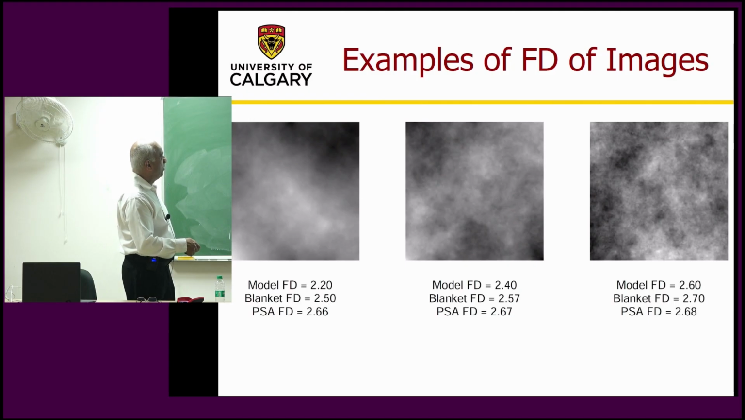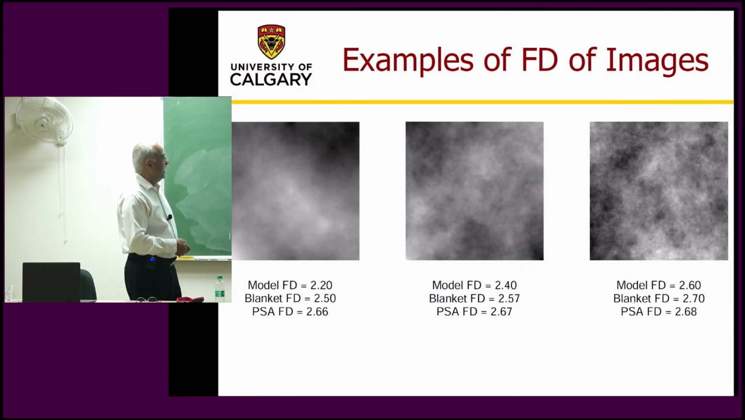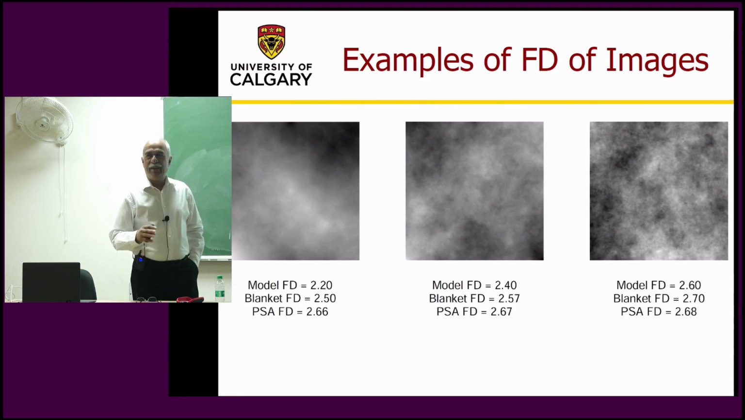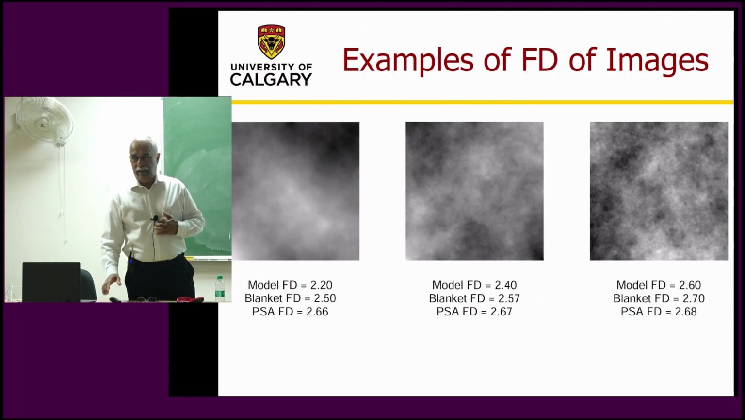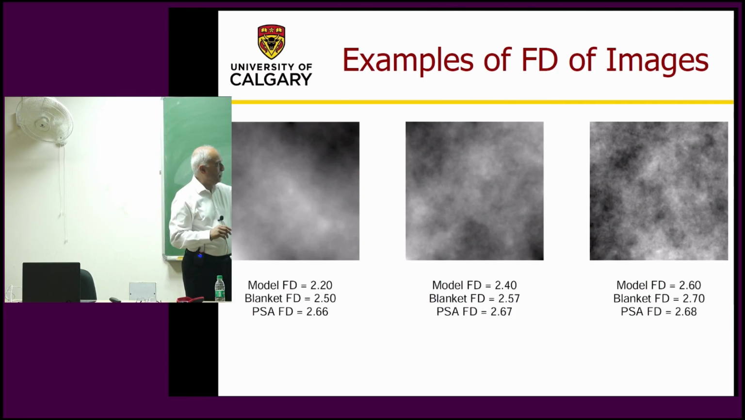Blanket method gave 2.5, 2.57, 2.7, increasing, but the increase is not that much. The power spectral density method did not give much of a difference, 2.66, 2.67, 2.68. That's not a significant difference. If you take the p-values over a number of such images, perhaps this will be insignificant.